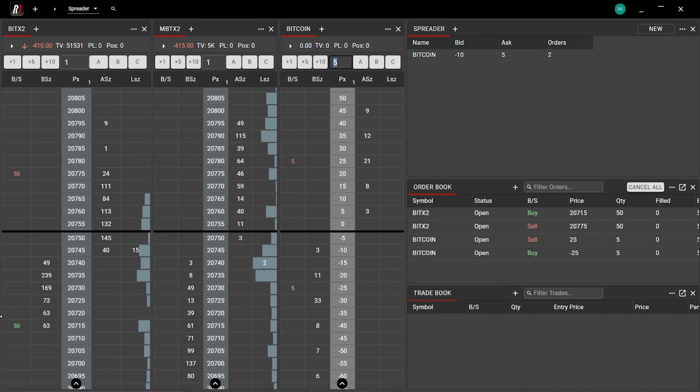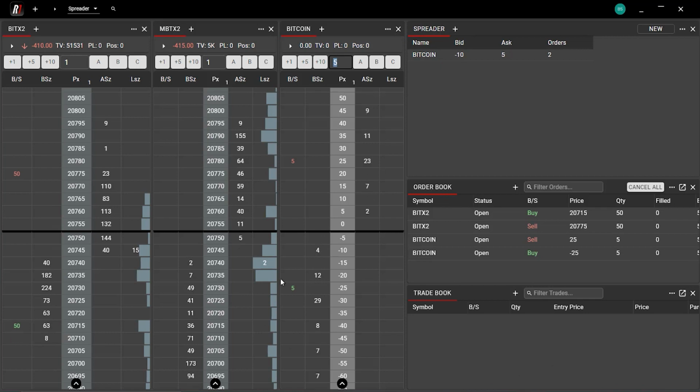We can see in our order book that the only orders working in the market are the quote orders. We see our 50 lots working. We see nothing working in the micro Bitcoin contract because we have not hedged it yet. But we do see the parent order, our spread name Bitcoin, working 5 lots at $25 and -$25.